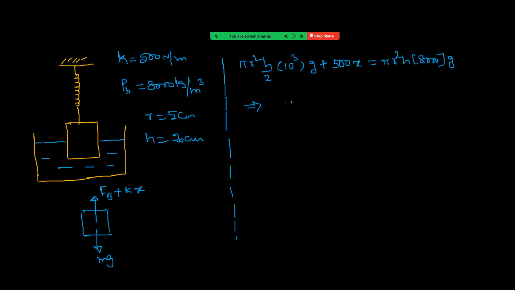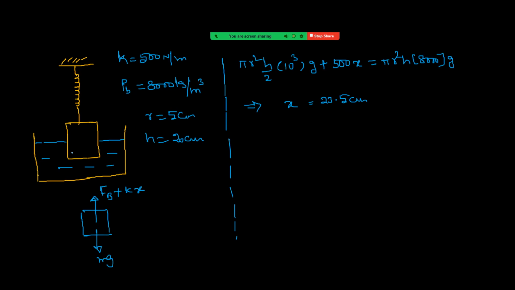Now simplifying this, we are going to get the value of x, and that is approximately 23.5 centimeter, because this value is known and this value is also known. Only x is unknown, so making the calculation. Now focus. They're asking, if you slightly depress it, means press it down and leave it, then what is the time period of oscillations.